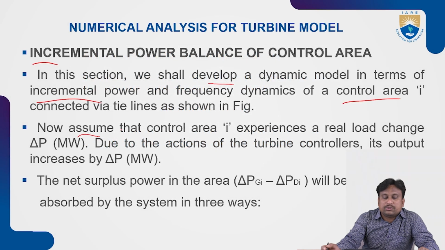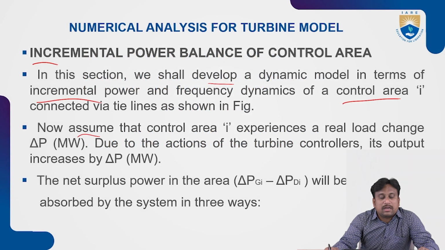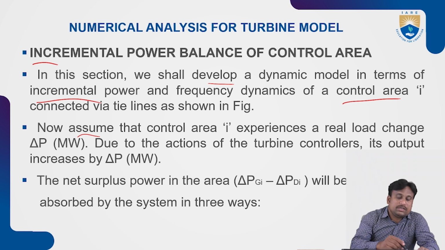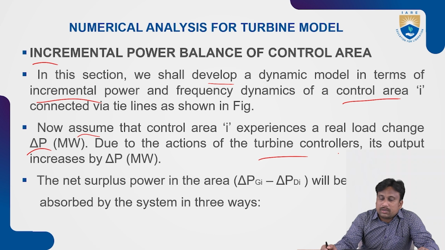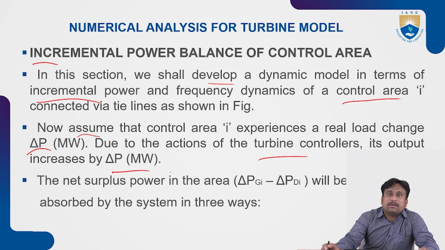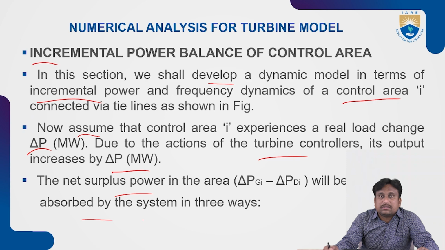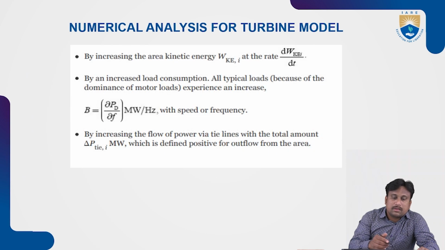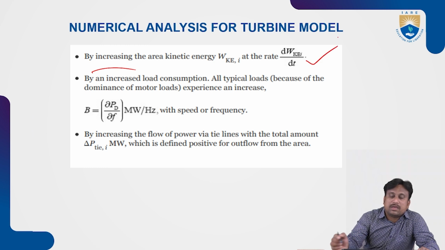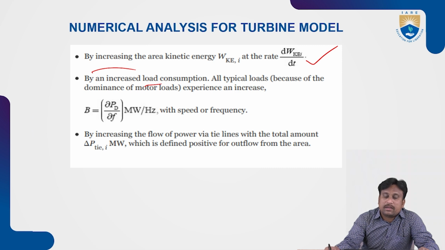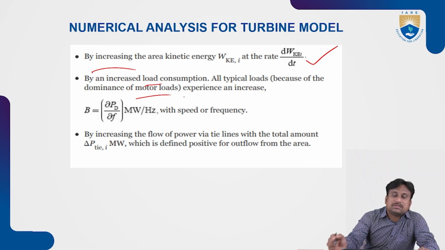Now we should assume that the control area experiences a real load change, delta P in megawatts. Due to the action of the turbine controllers, its output increases by delta P in megawatts. The net surplus power in the area becomes delta PGi minus delta PDi, which will be absorbed by the system in three aspects. First, by increasing the area kinetic energy W_KE at the rate of dW_KE by dt, and by an increased load consumption that should be expected at all typical loads because of the dominance of the motor loads.